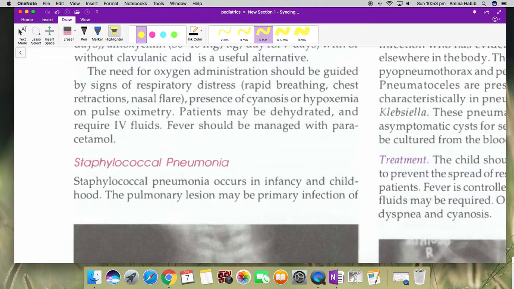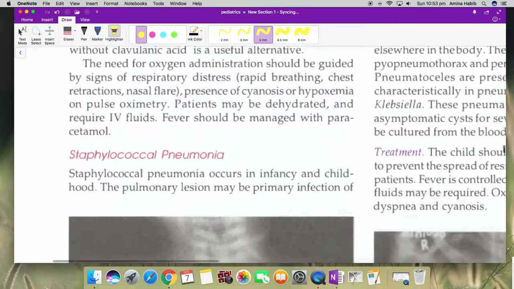The need for oxygen may be guided by signs of respiratory distress. In any respiratory problem, obviously you have to say humidified oxygen, and in severe cases, nebulized epinephrine has to be given. So here also oxygen they have told. If there is cyanosis, hypoxemia, rapid breathing, you should give oxygen. Keep checking the pulse oximetry. And for dehydration, give IV fluid. So oxygen, hydration is common, you can write it everywhere. And fever should be managed with paracetamol.